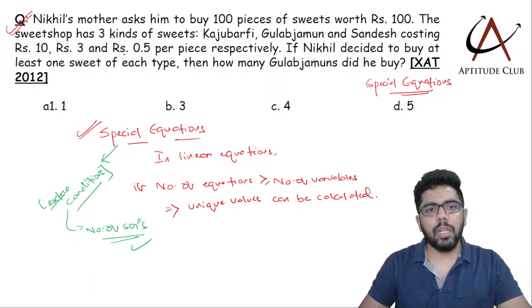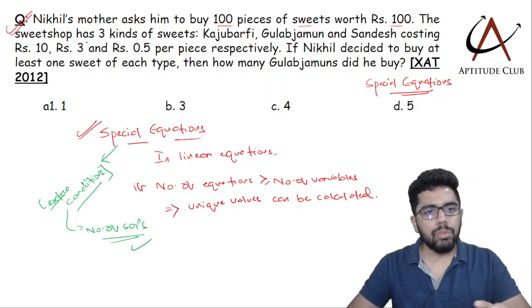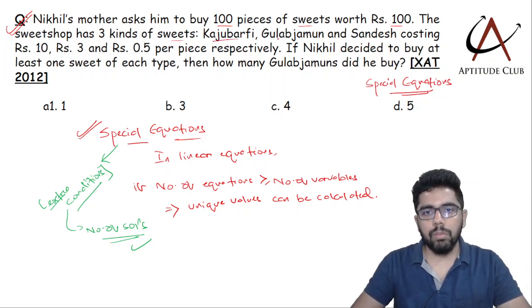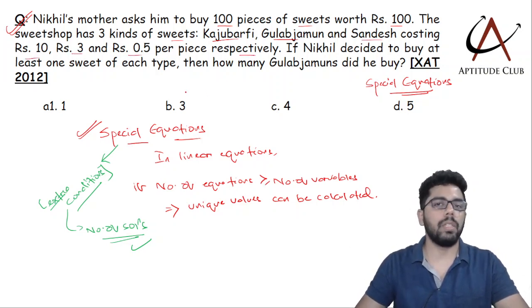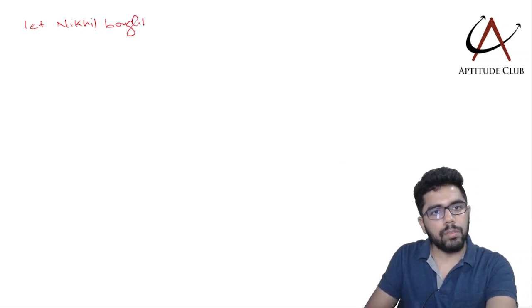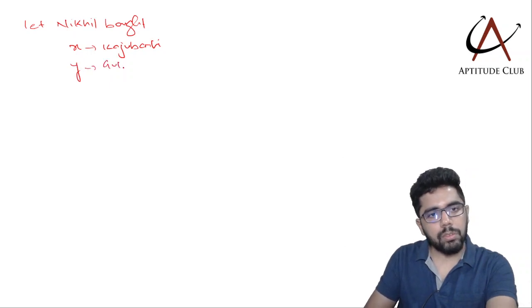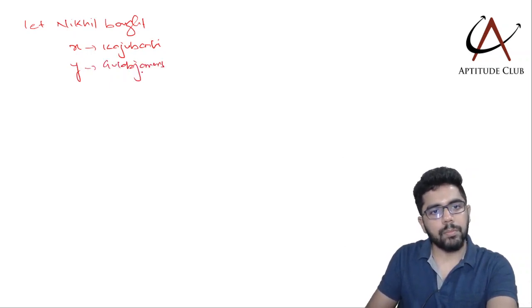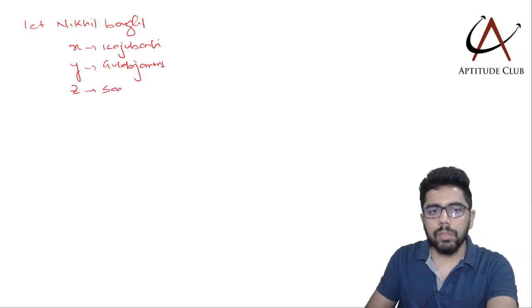Now it says Nikhil's mother asks him to buy 100 pieces of sweets worth rupees 100. He goes to the shop and three kinds of sweets are there: Kaju Barfi, Gulab Jamun and Sandesh, costing rupees 10, rupees 3 and rupees 0.5 respectively. Let Nikhil bought X Kaju Barfi, Y Gulab Jamuns and Z Sandesh.